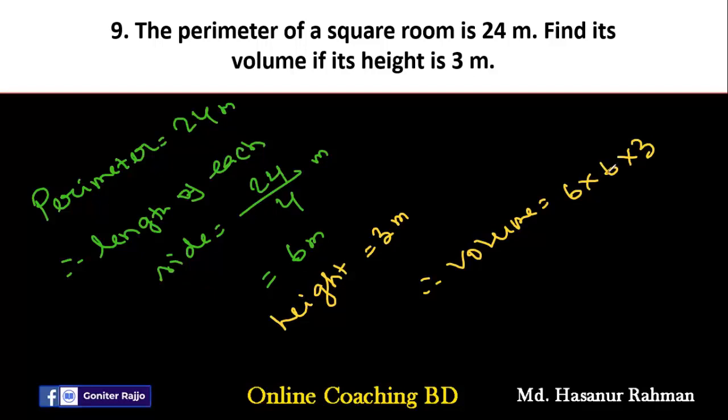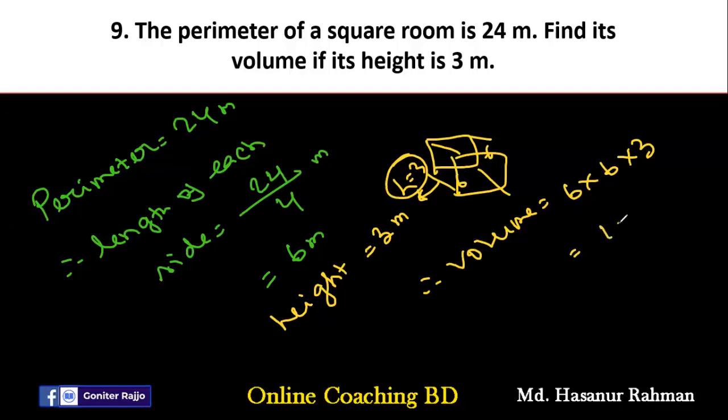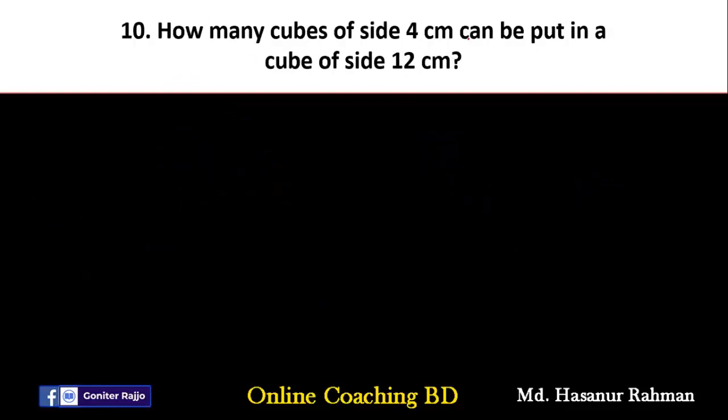So why 6 multiplied by 6? Because in a square room, length and breadth are both 6, and the height is different. Suppose the height is only 3. Here the length and breadth are the same because this is a square room, but the height is different. That's why we are multiplying 6 by 6 by 3. After multiplying 6 into 6 into 3, we will get 108. So the answer should be 108 cubic meter. 6 times 6 is 36, 36 times 3 is 108. Now number 10.